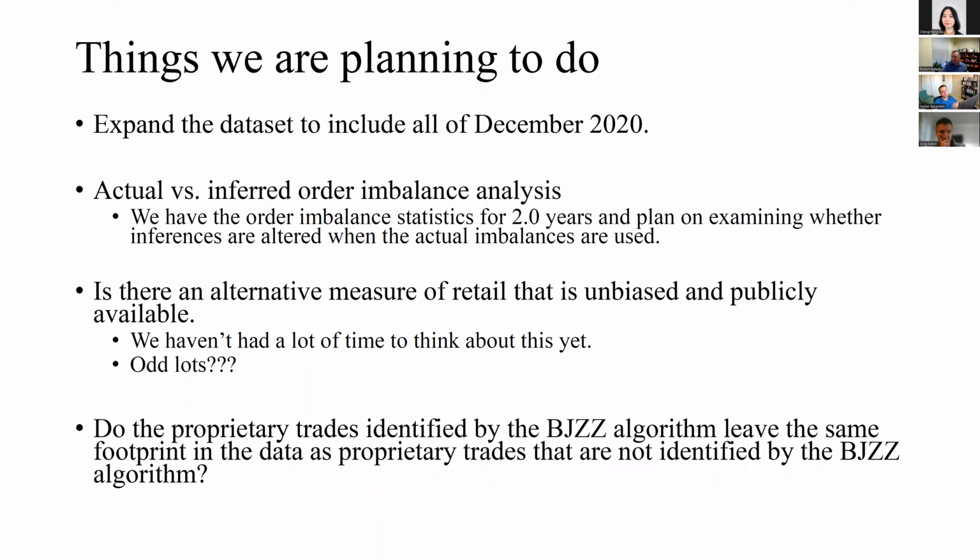Okay. So at this point, we plan to have weekly regressions, daily regressions, kind of looking to see how well the order imbalance, inferred and actual, predicts going forward. We're going to come up with a few other tests to try to expand the breadth of the paper. Right now, we think we have a plan. One of the things we'll do is look to see whether the proprietary trades identified by the algorithm leave the same footprint in the data as the proprietary trades that are not identified by the algorithm.